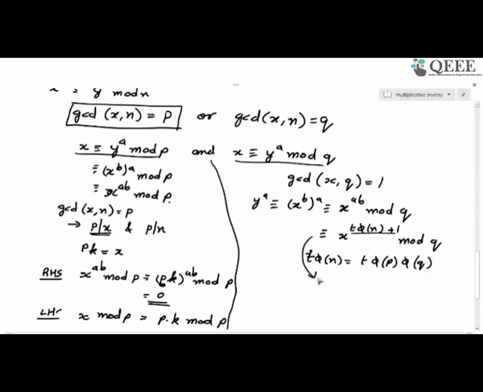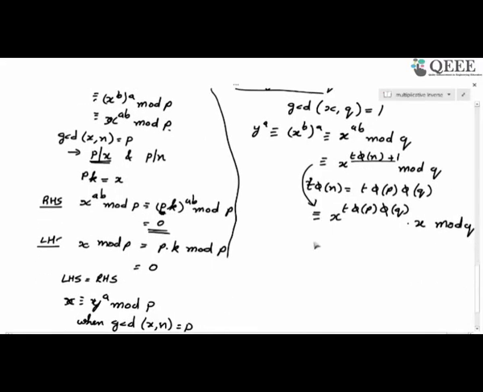Therefore, we can actually write this congruence to be equal to x to the power of t phi of p into phi of q into x, because of this plus 1 over here, mod q. Now we'll apply Fermat's little theorem, but before that let us just rewrite this term much better. So what we are going to say is that x to the power of phi of q, to the power of t phi of p, into x mod q.